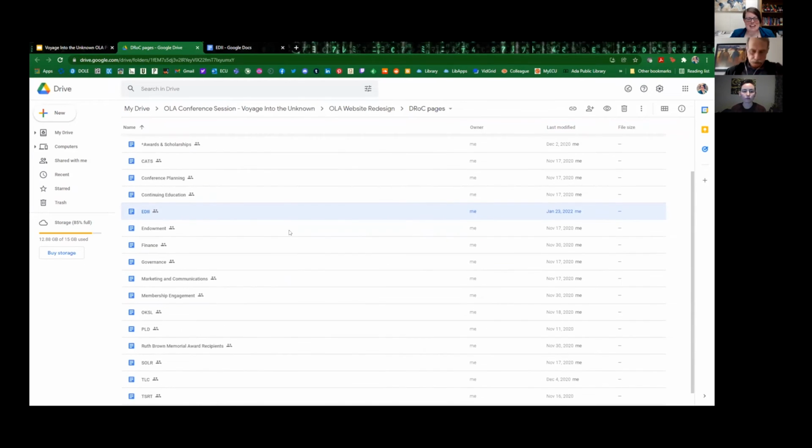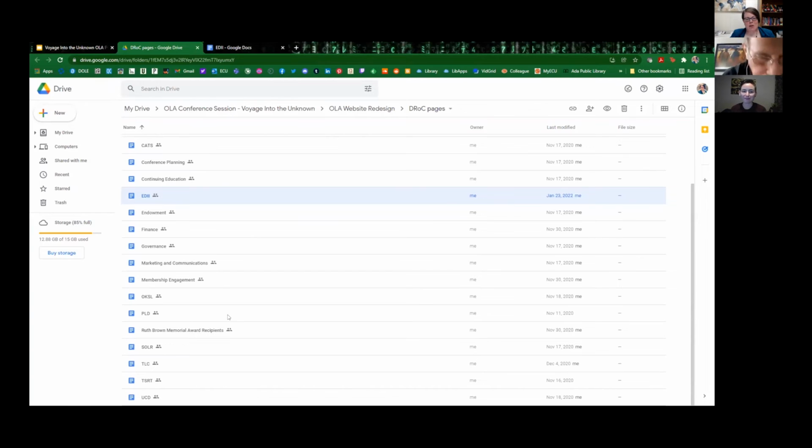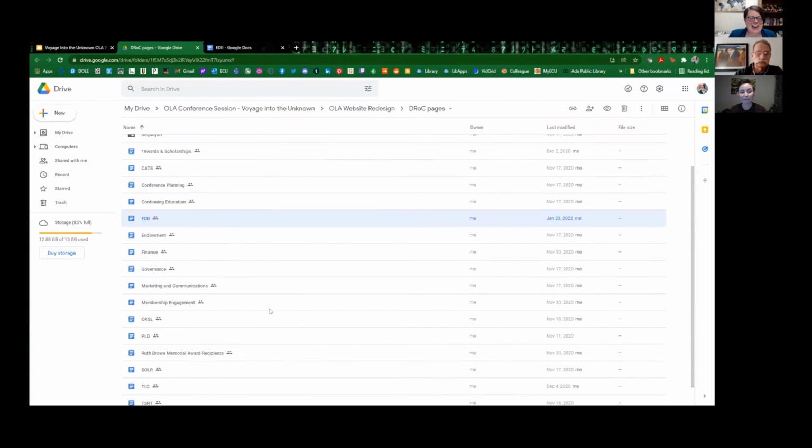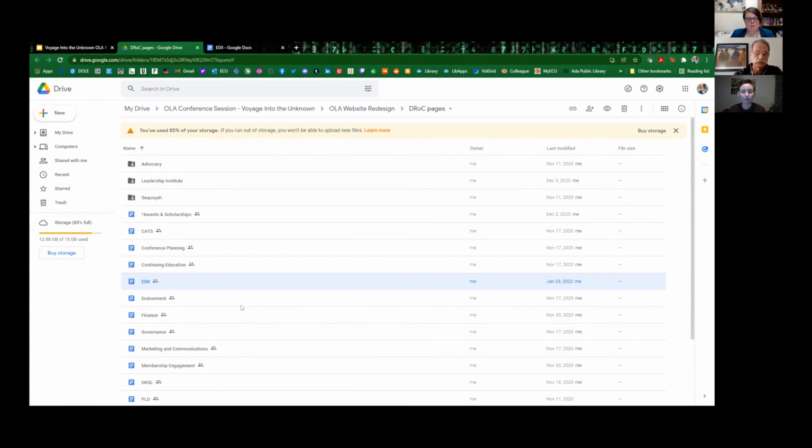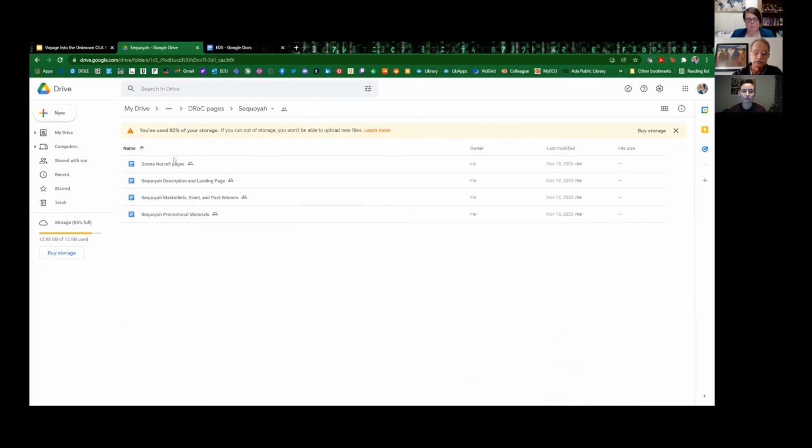But see, there was at least one document for every group. We have a lot of groups in OLA, so there were a lot of people to get feedback from. For some groups in particular, I even created a little folder. For example, the Sequoia Committee has a lot of really important content on our website, so I created multiple documents to get feedback from them.